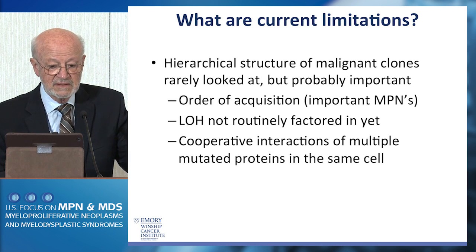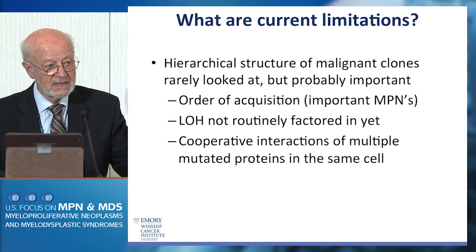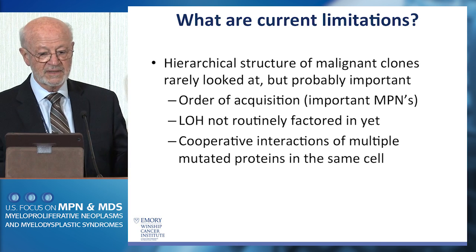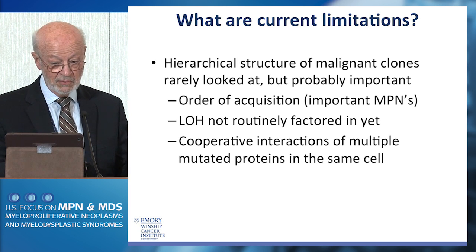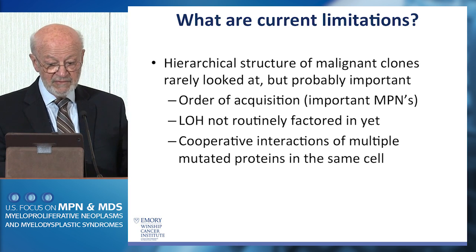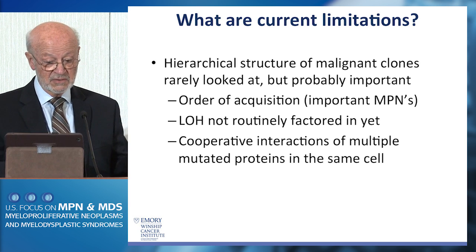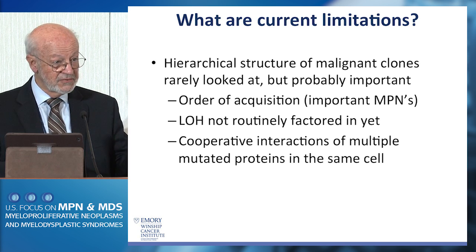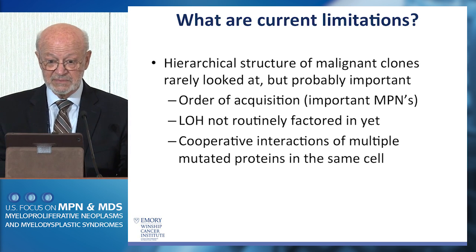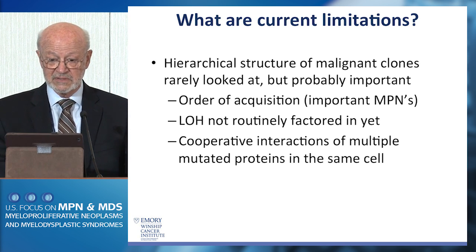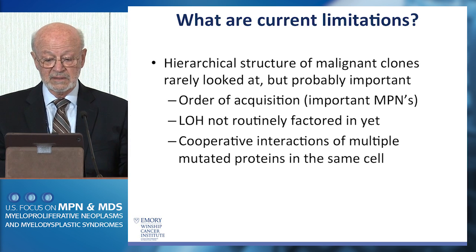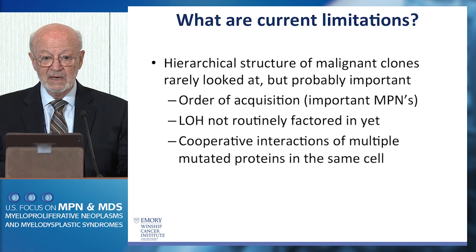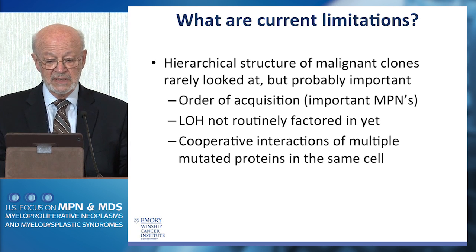And then the other point I'd like to make is that I think we're just really looking at the surface of the hierarchical structure of the malignant clones. I think it's rarely looked at, but I think it's pretty important. We've already heard order of acquisition has been shown to be an issue. Loss of heterozygosity: if you have a variant frequency less than 50%, you don't know if you've lost heterozygosity in your clone. And then cooperative interactions and multiple mutations within the same cell, that's not really being looked at routinely.